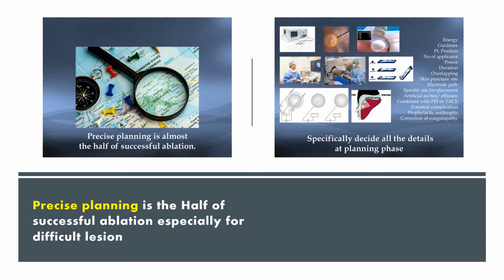Precise planning is half of successful ablation, especially for difficult lesions. After deciding you will ablate, you have to precisely plan how to ablate, including patient position, respiration state, electrode path, device type and number, whether to use fusion, contrast-enhanced ultrasound, or artificial fluid, ablation parameters, potential events during the ablation, and potential plans for those events, etc.